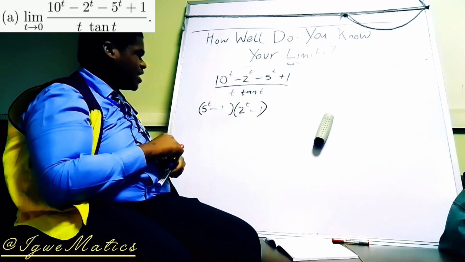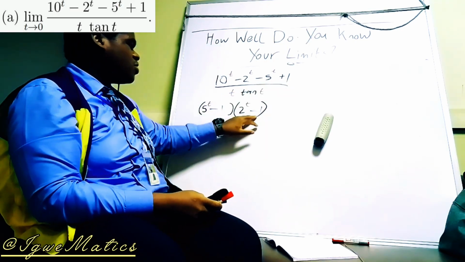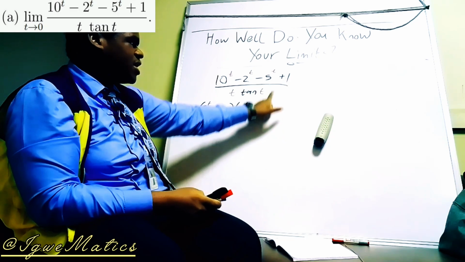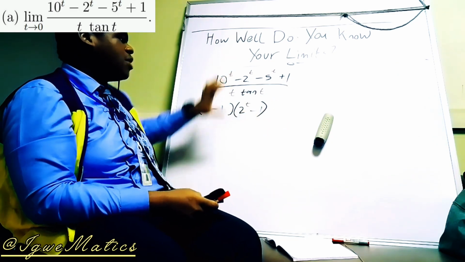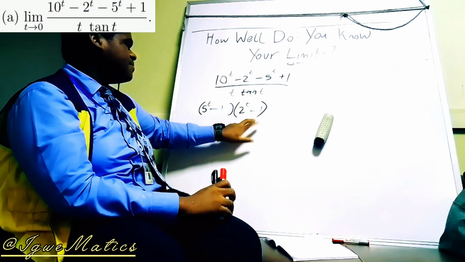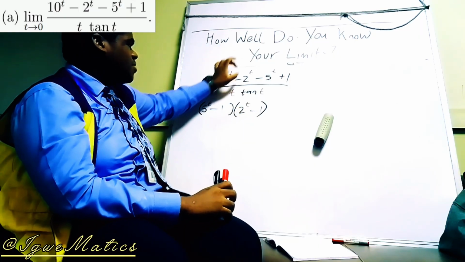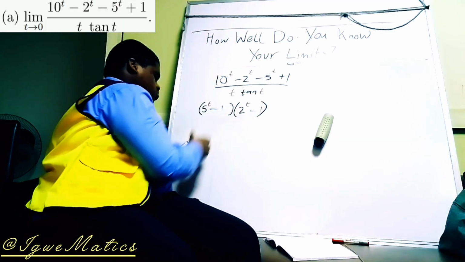If after solving, after I reach this point, let us say here was plus 2, and I got minus 1 times minus 1 as plus 1, then all I'll need to do to make it equal is add 1 here. In this sense, they are now equal. So you can just write this. We have 5 to the power of t minus 1 times 2 to the power of t minus 1 is equal to 10 to the power of t minus 2 to the power of t minus 5 to the power of t plus 1. Don't forget, we're not through yet.